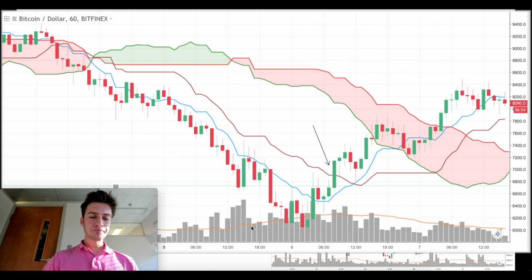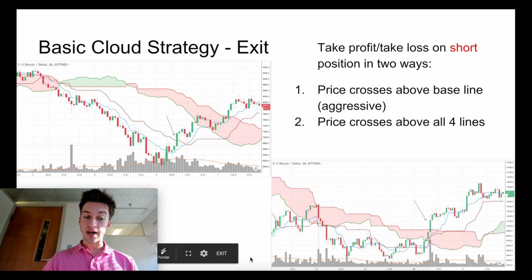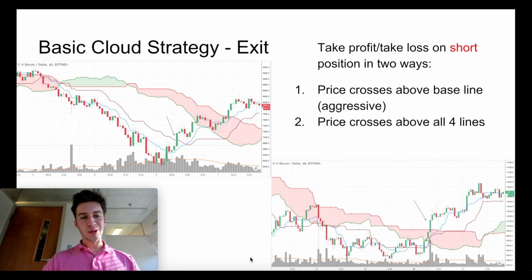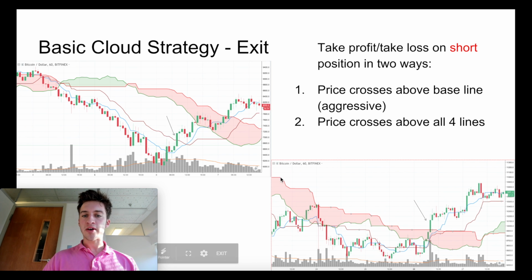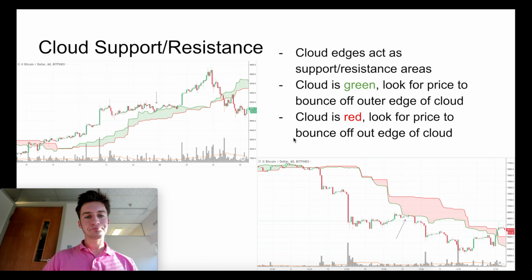That's why we always want to look at other factors of confluence even within the Ichimoku cloud. We don't want to just sell when the cloud is red, and we don't want to just buy when the cloud is green. We need to look at other ways of exiting from the very aggressive, such as this, to the more conservative of waiting for the cloud to shift and then looking for a spot to exit your trade.